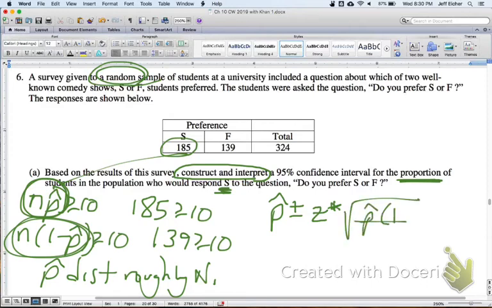P hat, 1 minus P hat, over N. So this is a little review from Chapter 8, confidence intervals for one sample. So you can finish that question and interpret the interval. If you need to pause this video to do that, that would be fantastic.